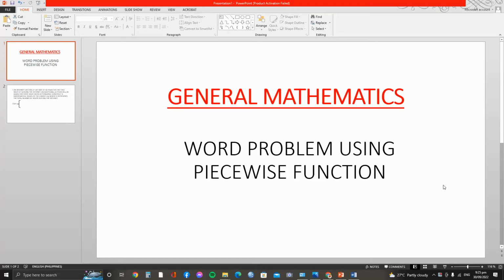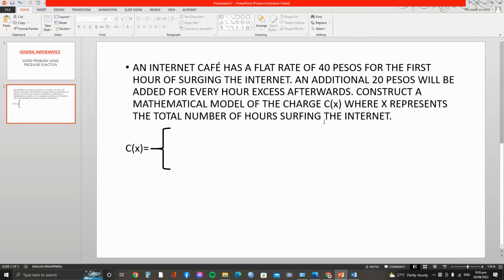Good evening, class. So this is general mathematics, and the topic that we're going to discuss is about the piecewise function and using it in word problems. I have here an example of a word problem for a piecewise function.